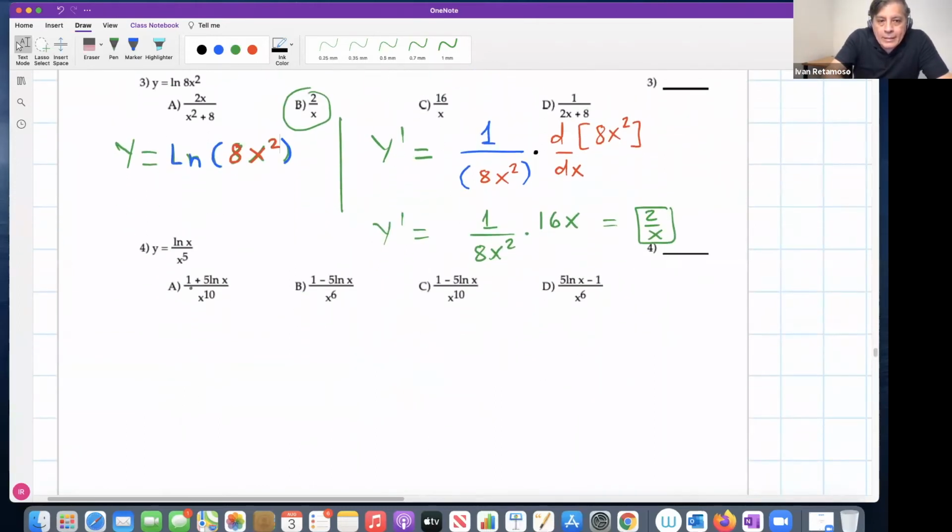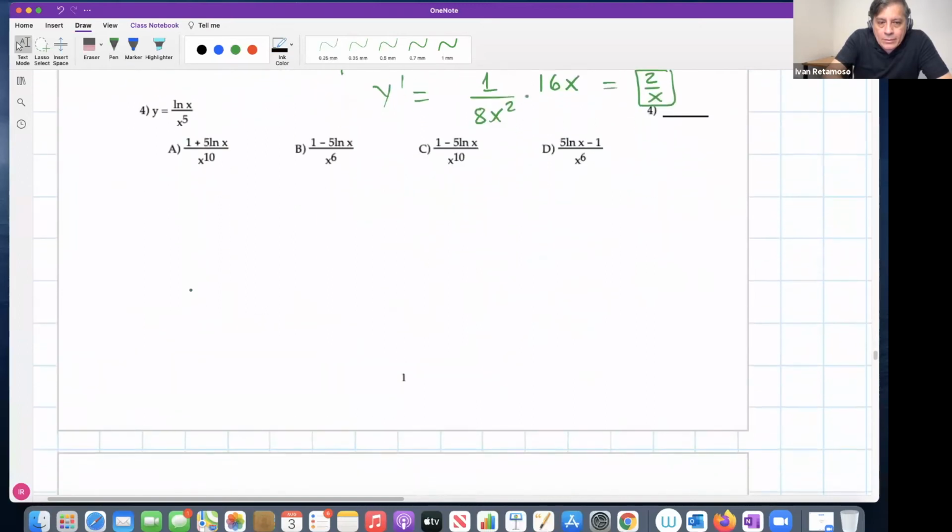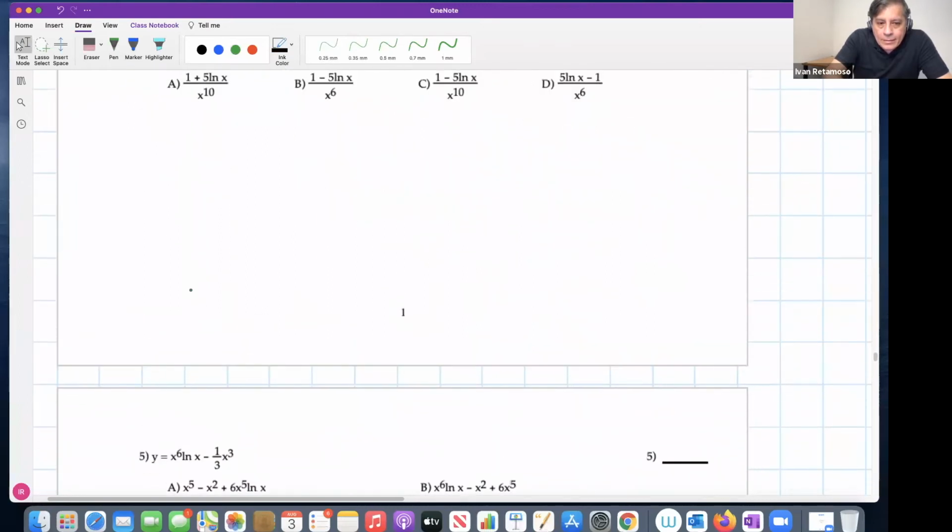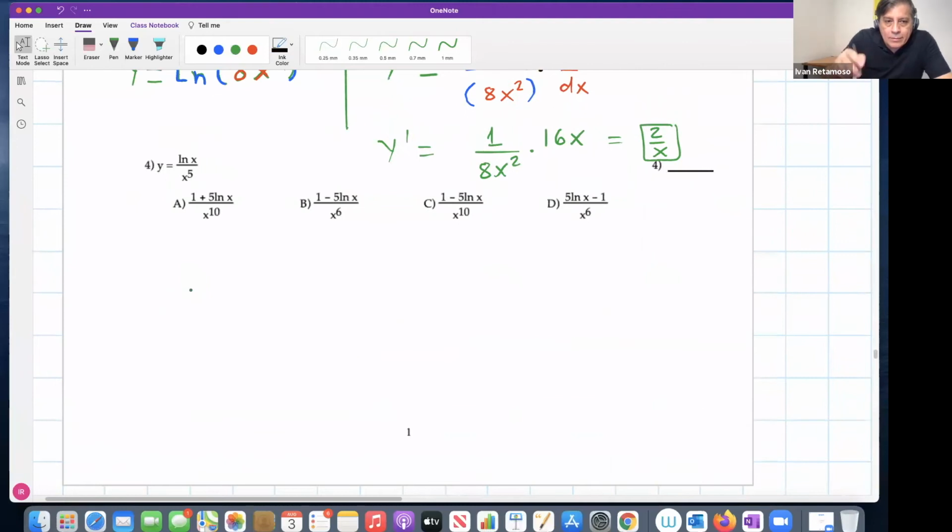Now I see here a quotient rule, right? So let's practice the quotient rule. Try to do this, guys, and that will give you a hint, okay? Do this: y equals natural log of x over x to the 5th. Hint: use the quotient rule.